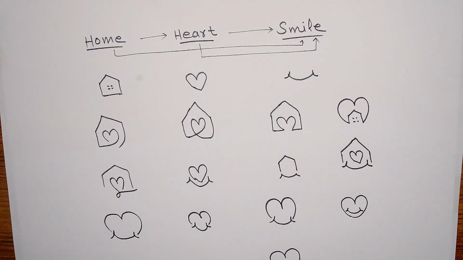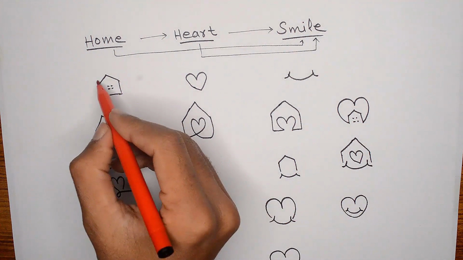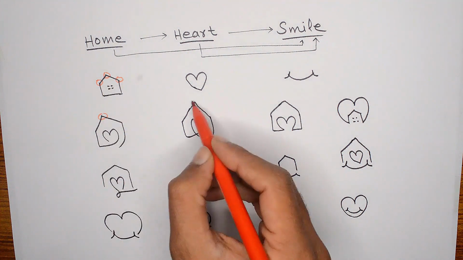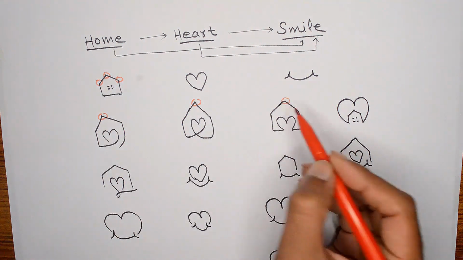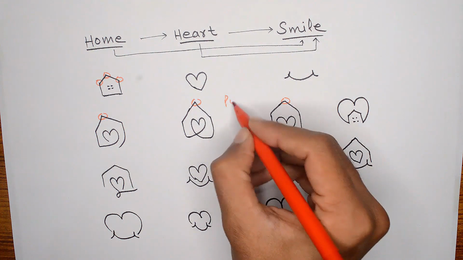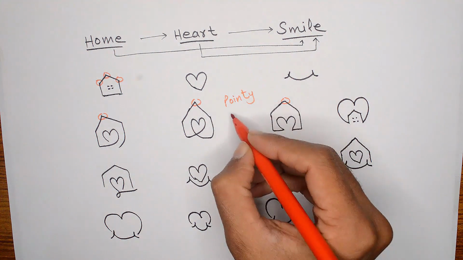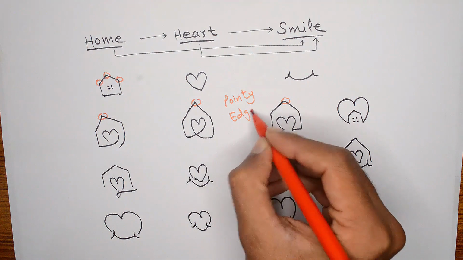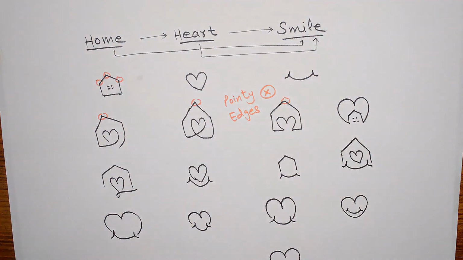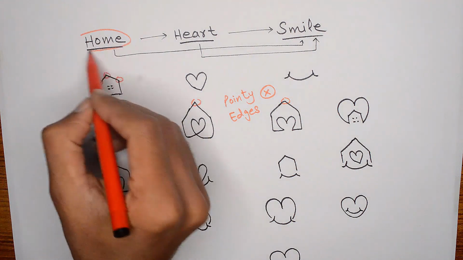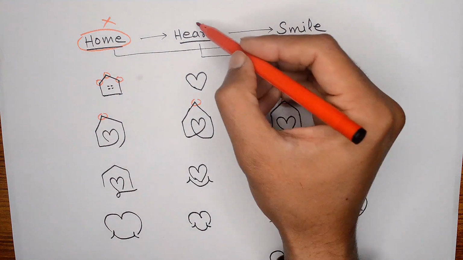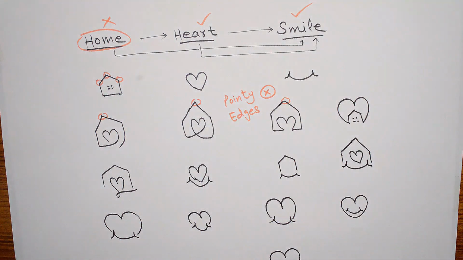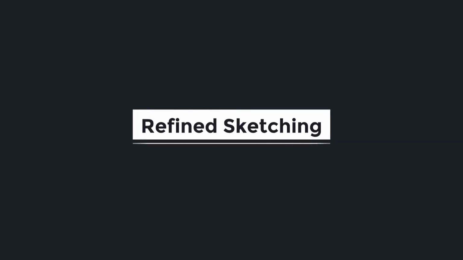One thing that I noticed during the rough sketching process is that the home design is providing pointy edges. And the client says in the brief that the logo should be rounded and we have to avoid pointed designs. That's why I am excluding the home from the design. And we will choose the design on the basis of only two elements, heart and smile. And I think that this one is a better design. And let's continue with the refined sketching process.